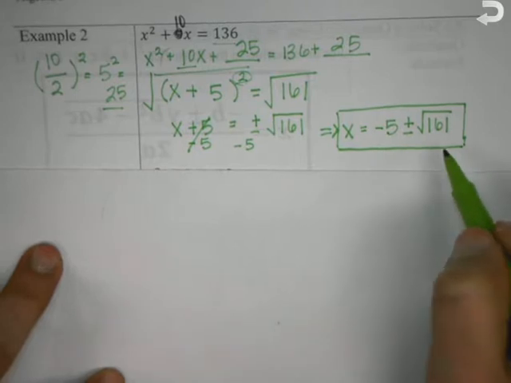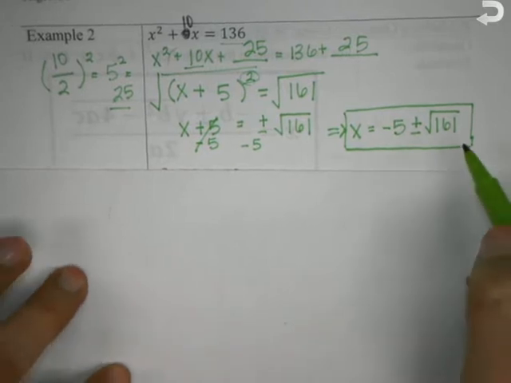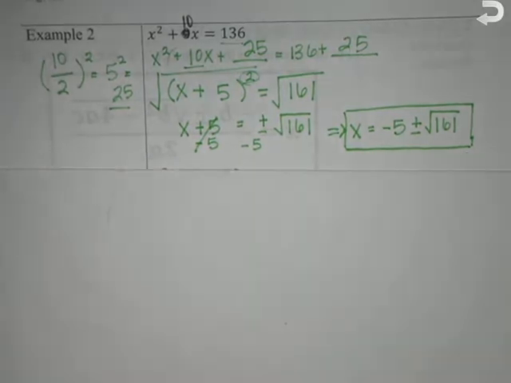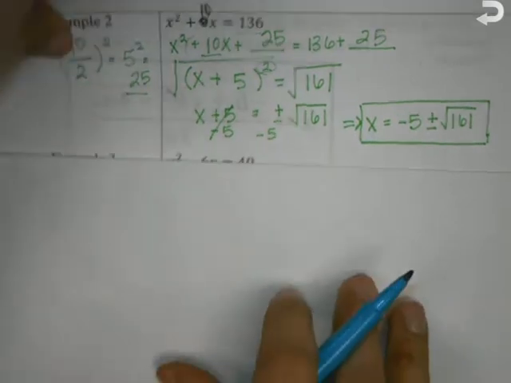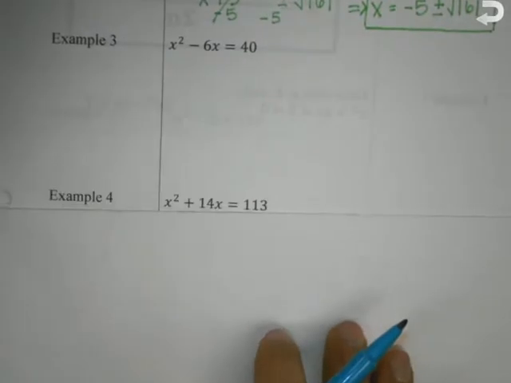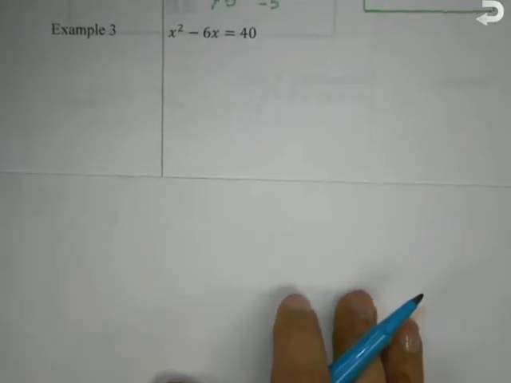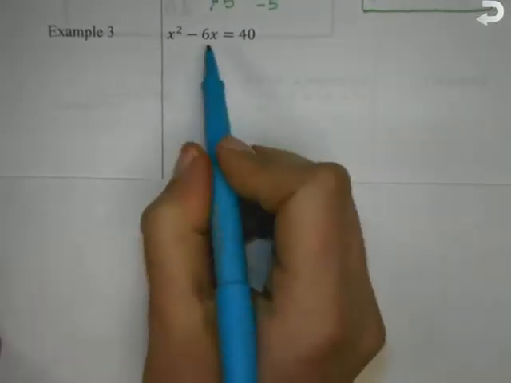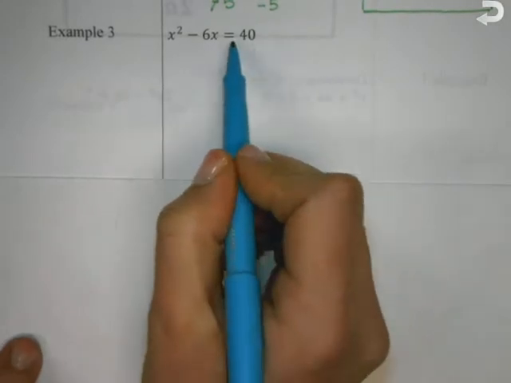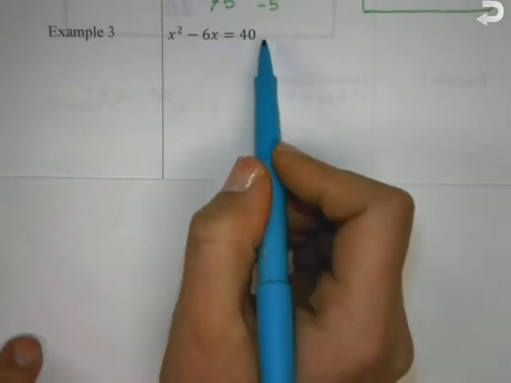So what happens if I can go further? So let's look at example number 3. Example number 3 gives me x squared minus 6x equals 40. Now my constant is already on the right-hand side, so I'm good to go there. So step 2, I'm just going to add my blanks.